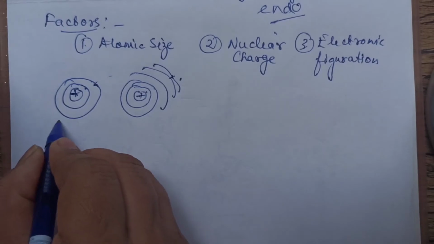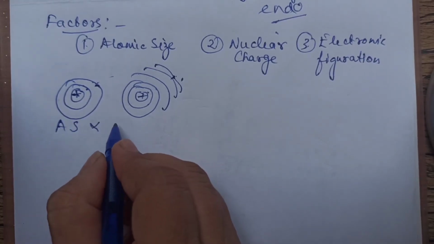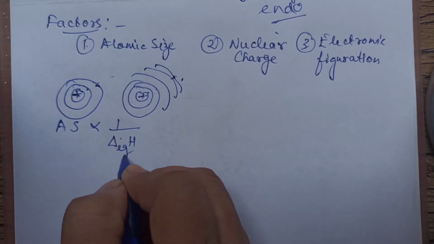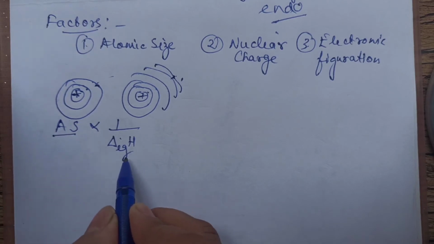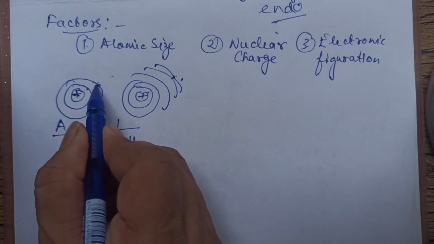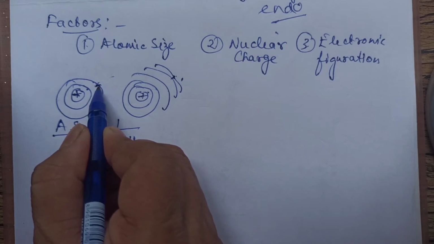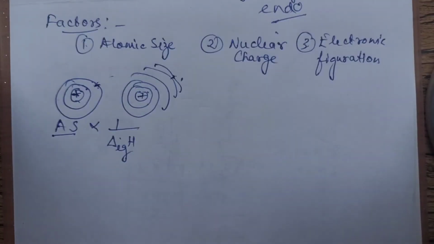So we can say that atomic size is inversely proportional to electron gain enthalpy. Right? It is inversely. The bigger the size, the lesser the electron gain enthalpy. Did you follow now? If it is small, when you are adding an electron, the nucleus is closer to the valence shell. You can add the electron very easily, and if you can add easily, more energy will be released. Right? Next factor, nuclear charge.